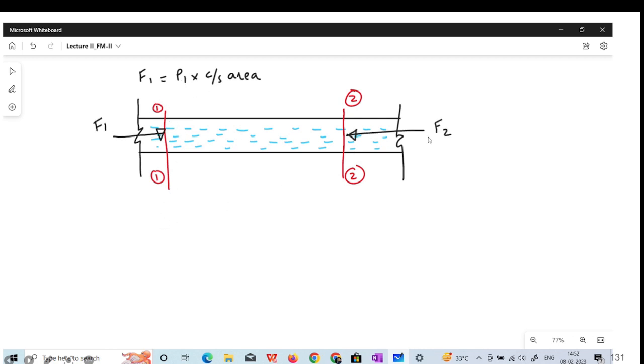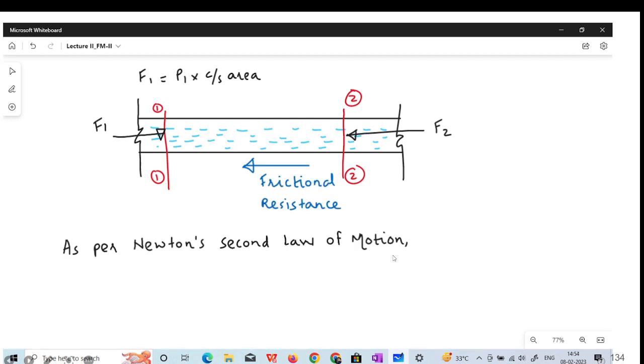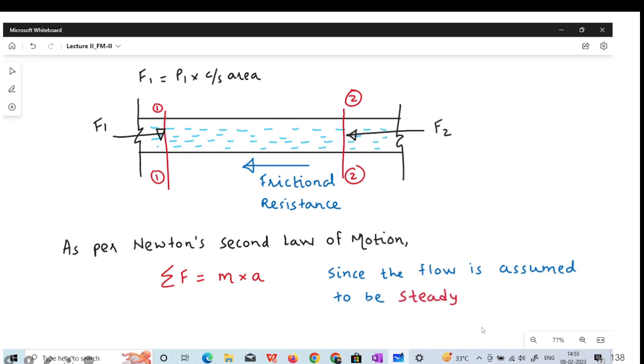So F1 will be in this direction, F2 will be in this direction, and frictional resistance will be against the flow. The flow is in the right direction. Now, as per Newton's second law of motion, summation of F equals m into a, mass into acceleration. We will assume that the flow is steady. What do you mean by steady? Steady means the velocity of the flow does not change with time.